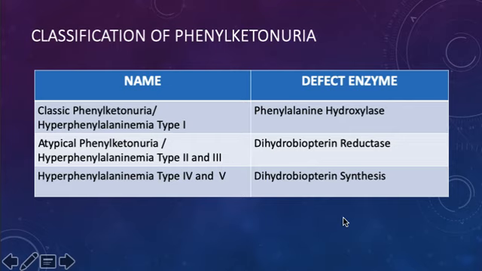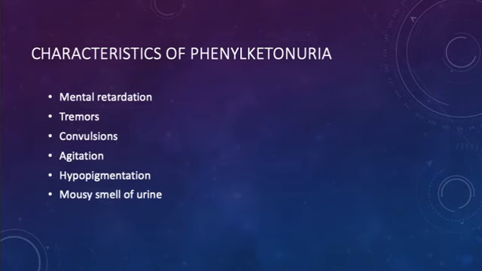So what are the characteristics of phenylketonuria? You have CNS manifestation mainly, okay, that is mental retardation. Then you have tremors, convulsions, then you have agitation, and also certain dermatological manifestation, that is hypopigmentation, right? And then you have mousy smell of urine.